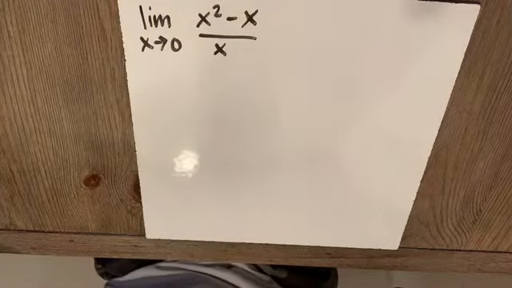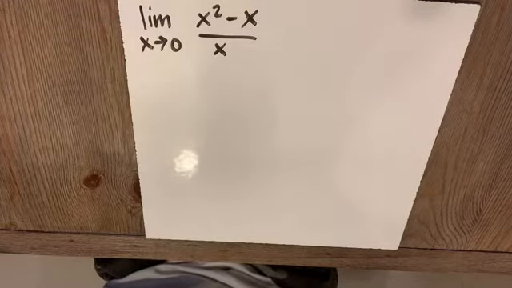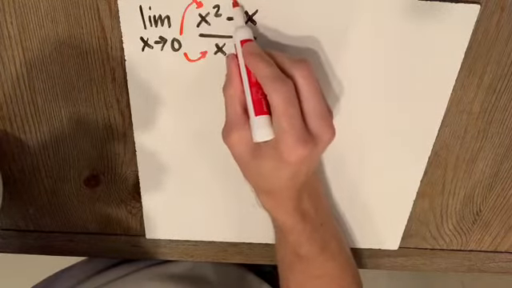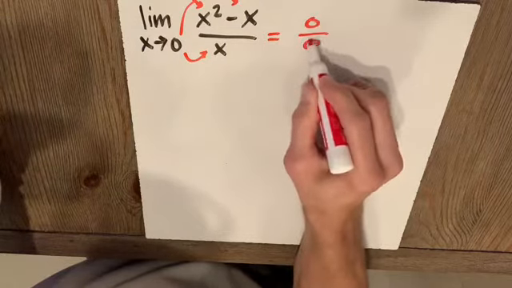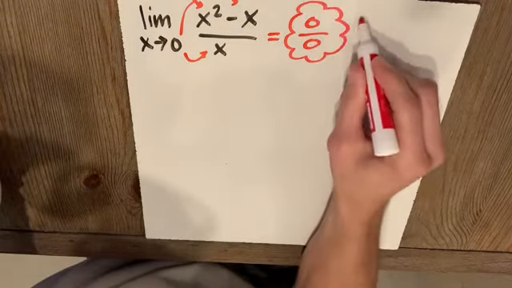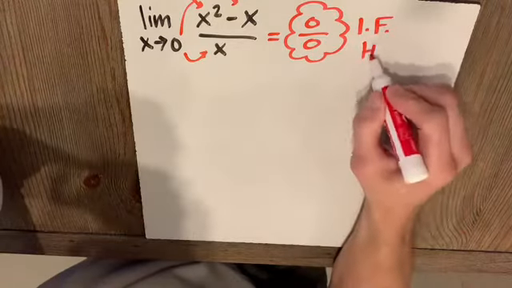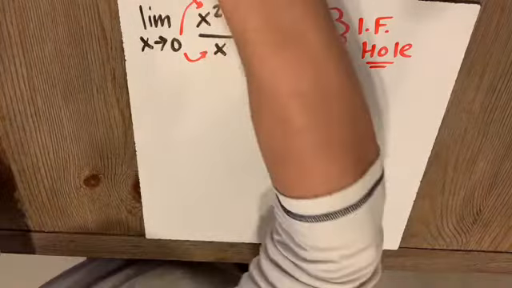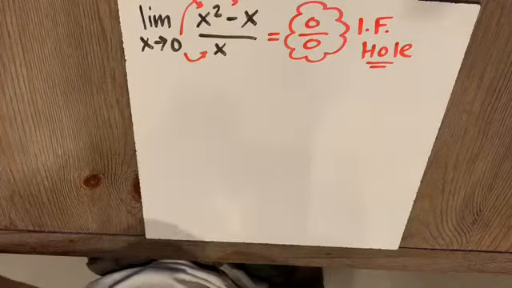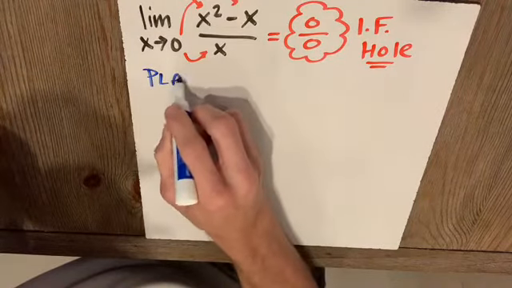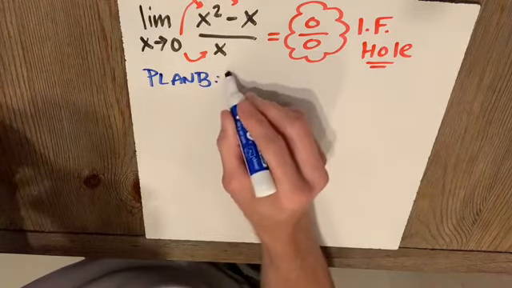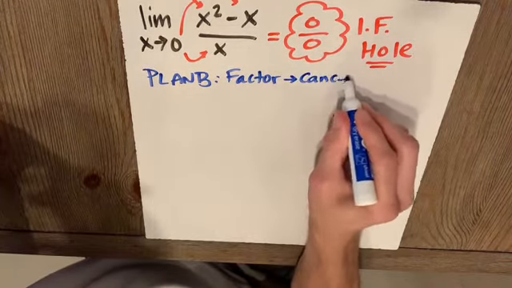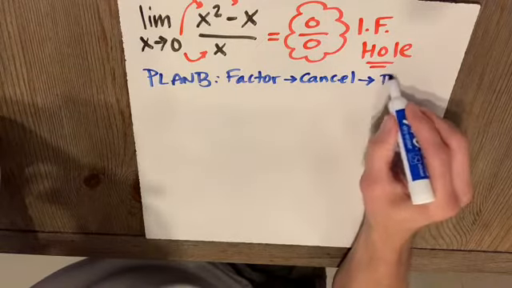Let's find the limit as x approaches 0 of x minus x squared over x. Clearly, when I try my plan A, direct substitution, I get 0 over 0, which is an indeterminate form. So I know already, graphically, I'm going to have a hole there. So again, if plan A, direct substitution, doesn't work, I better have a plan B. And plan B is going to be factor, cancel, and then on the surviving function, I'm going to use direct substitution.